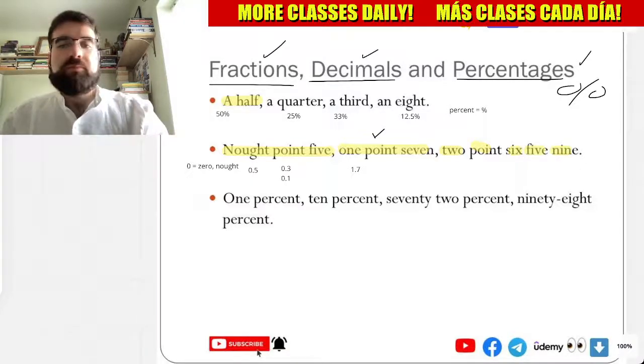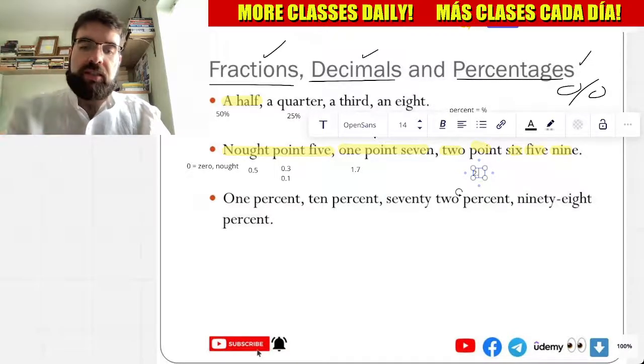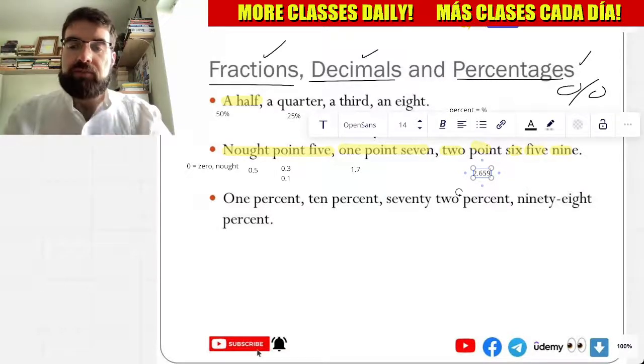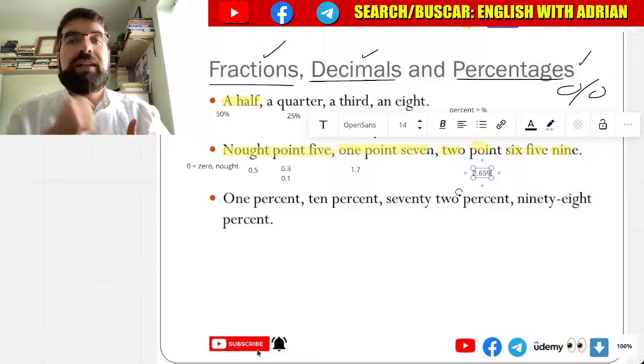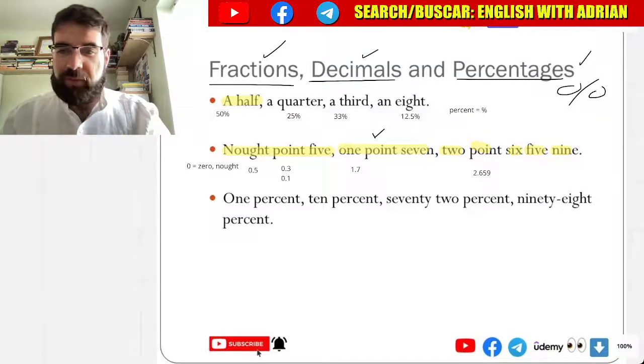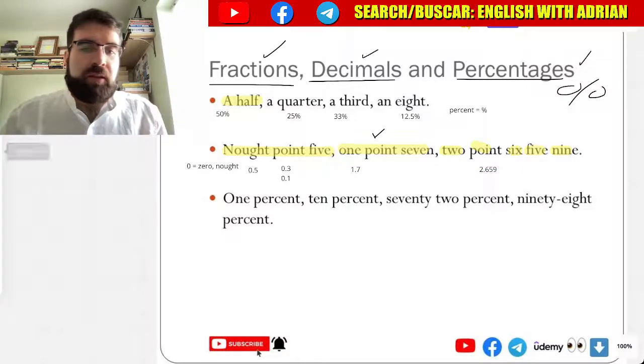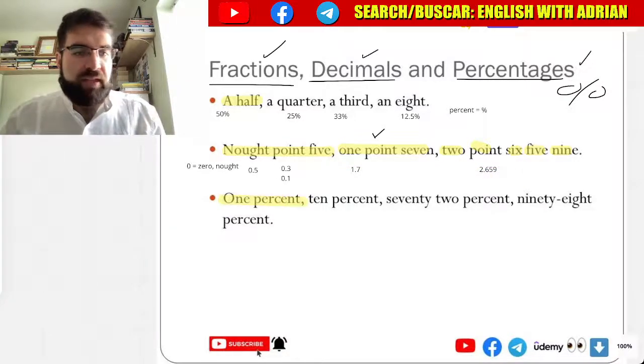And 2.659. So let's mirror. 2.659. 659. Muy bien. 2.659. Muy bien. How cool is that? And percent, 1%.